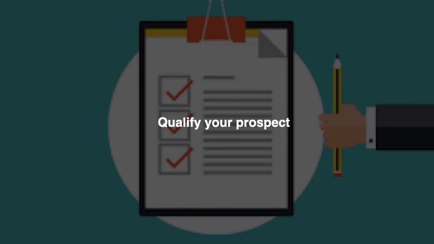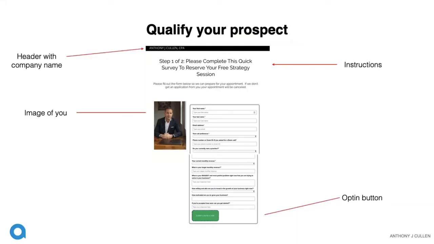Next, qualify your prospect. Okay, so same again, let's just have a quick look at what this looks like. This is where they have clicked through from our landing page, right? And we've added in the pop-up to give that extra nudge if they're trying to exit the page without having clicked through. When they click either the first button on the landing page, the exit button, or the button that pops up when they go to exit, they land through to here. Again, a header with your company information or just the name, and some instructions: step 1 of 2, please complete this quick survey to reserve your free strategy session.